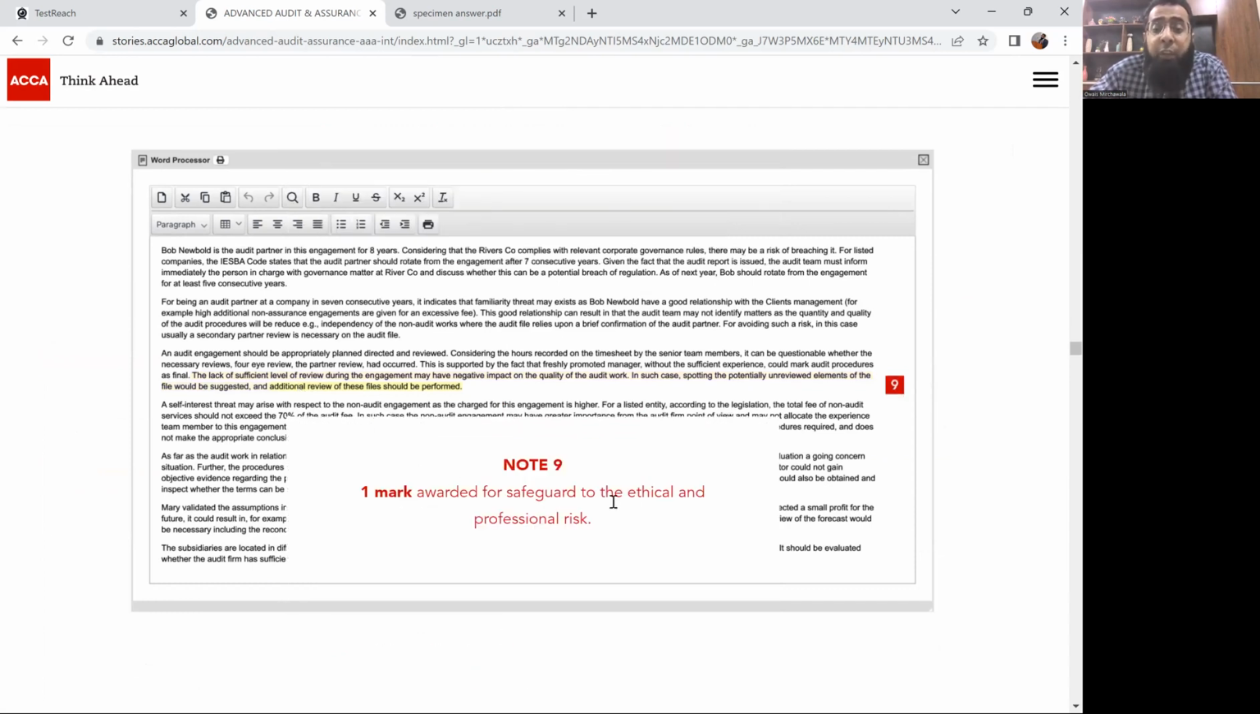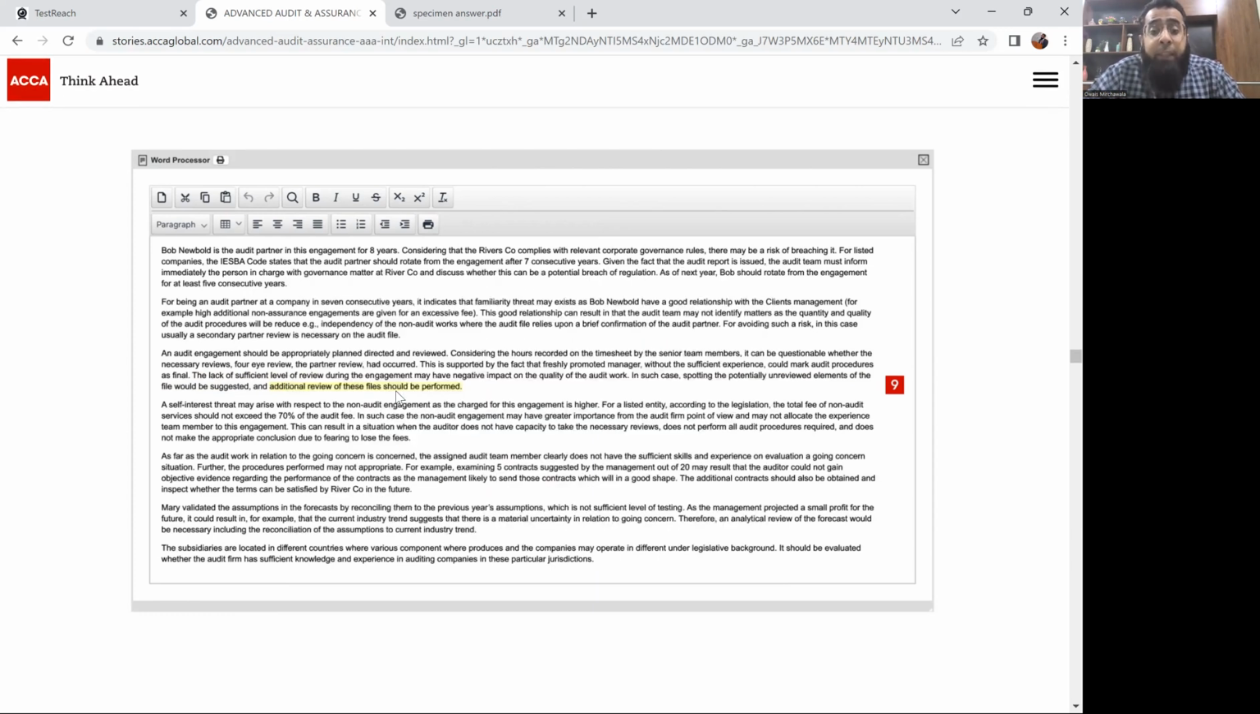1 mark awarded for safeguard to ethical and professional risk, that additional reviews of this file should be performed. That despite the audit report having been issued, the quality issue exists, that this file should have been reviewed earlier. And even after the report has been issued, we should look at the files, and if there are any issues which are in the public interest and they have to be notified to the users, we should notify them. So in this one paragraph, 3 marks were awarded.